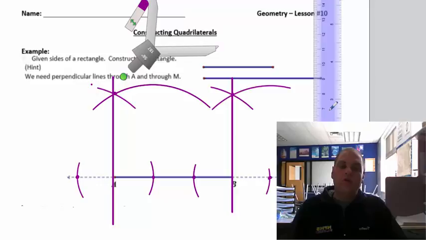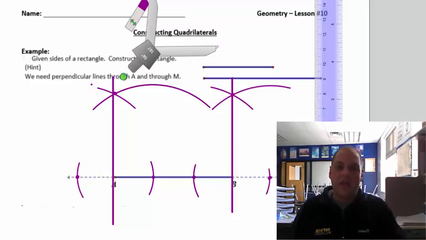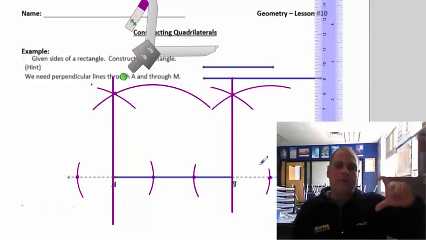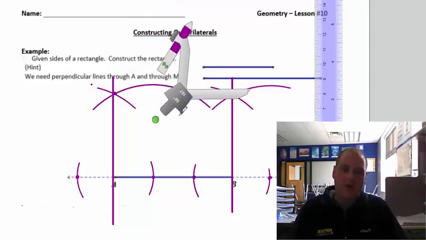As long as we now use our perpendiculars, we are guaranteed to have a rectangle. We're guaranteed to have right angles because perpendicular lines make right angles. We all know that. We should know that. The only thing now is to worry about how long do I make those other sides. Well, that's just a matter of copying a line segment, and we know that.